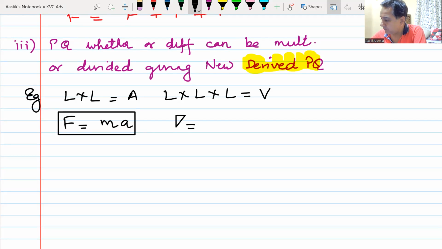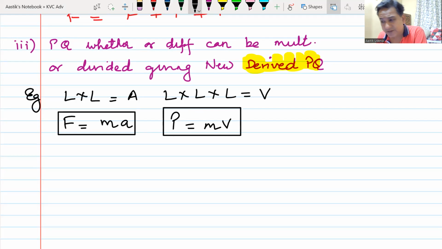P, which is momentum. Have you heard momentum? It is mass multiplied by velocity. So I take two different physical quantities, I multiply, and I end up with a third quantity which is entirely different from mass as well as velocity, because it is a new physical quantity. That is point number three. I hope everyone is noting it down. Yes or no? Yes, sir.